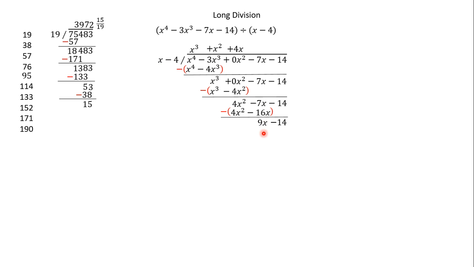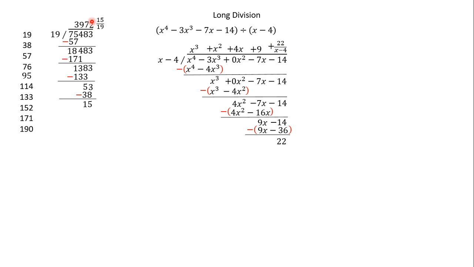X times what equals 9x? X times 9. So, plus 9. Multiply. We get 9x minus 36. Subtract. The 9x's go away. Negative 14 plus 36 is 22. There's our remainder. And so we're going to do the same thing. Here we had 15 over 19 because that's what we're dividing by. Now we're going to have 22 over x minus 4 because that's what we're dividing by. So plus 22 over x minus 4.